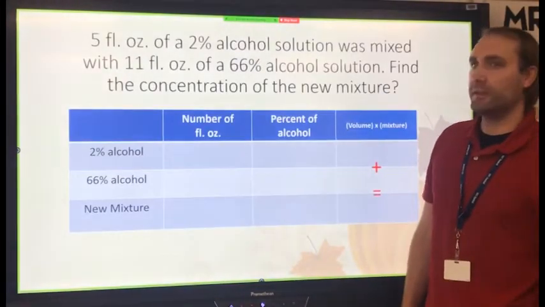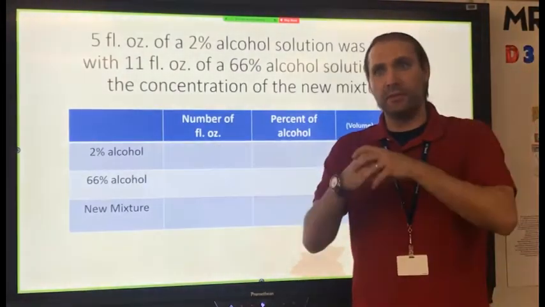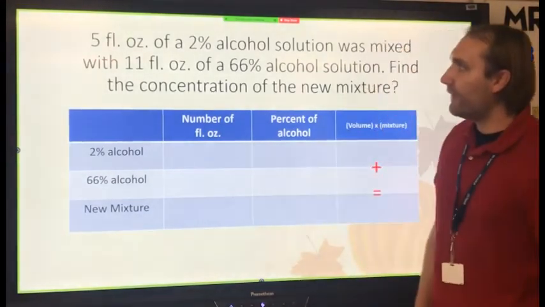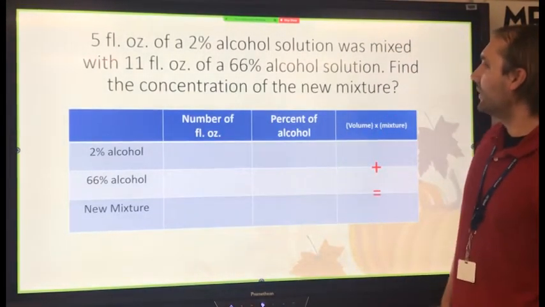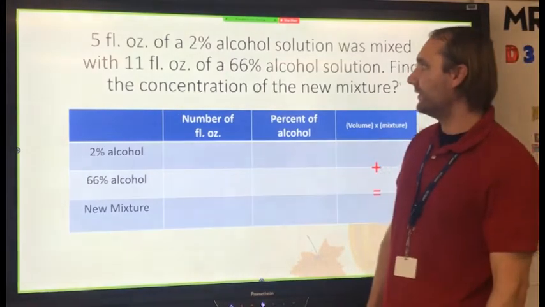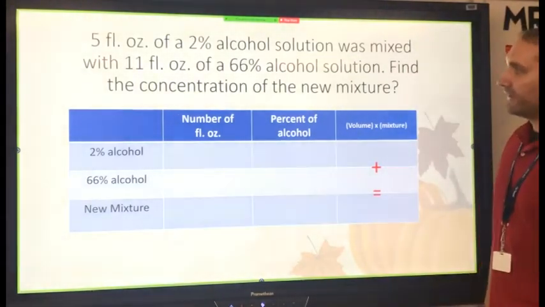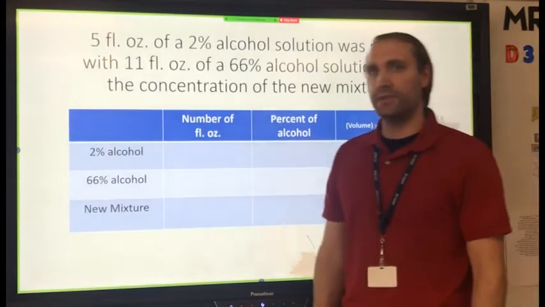Here's how mixture problems work. We're taking liquids and putting them together. So I have 5 fluid ounces of 2% alcohol solution that was mixed with 11 fluid ounces of 66% alcohol solution. Find the concentration of the new mixture.